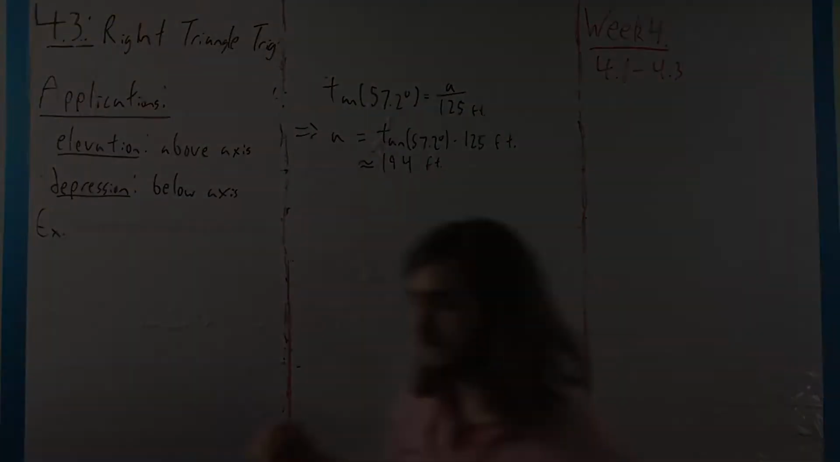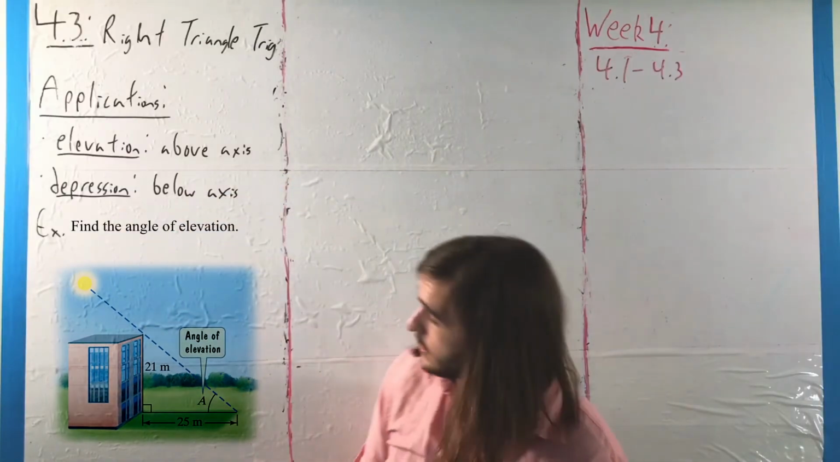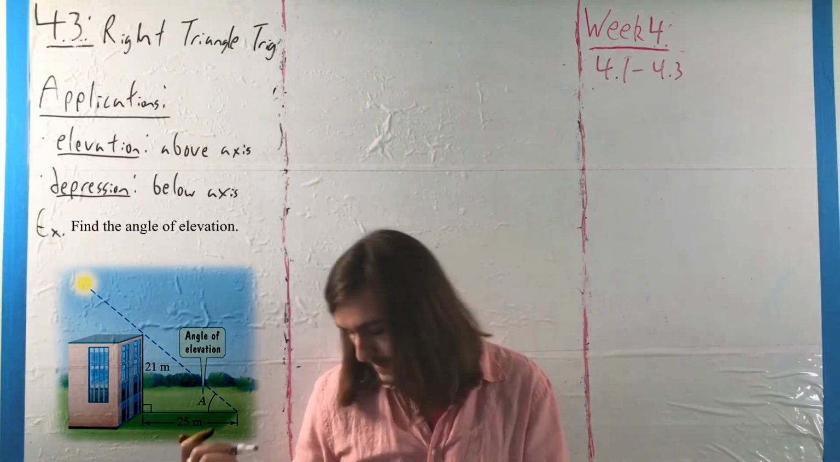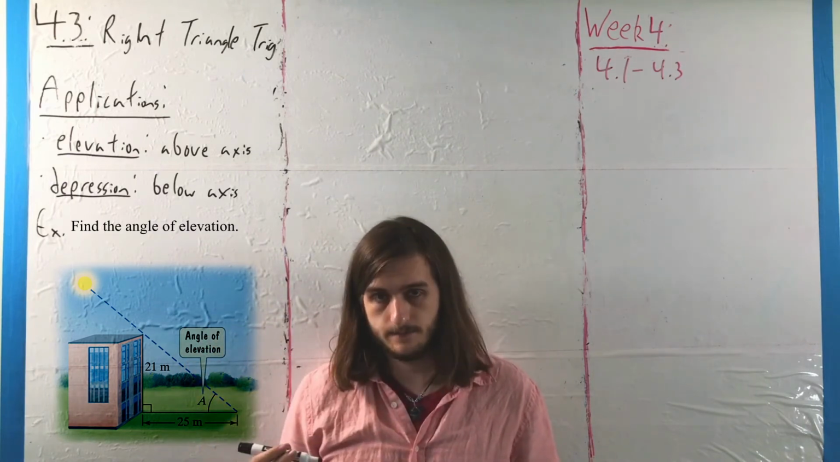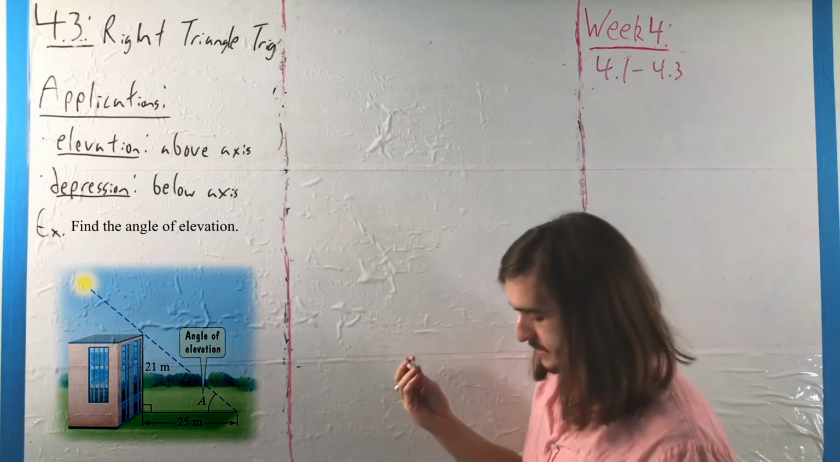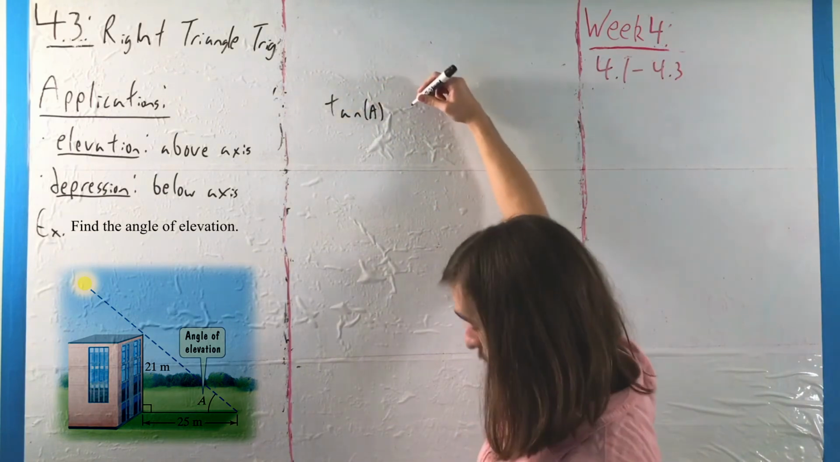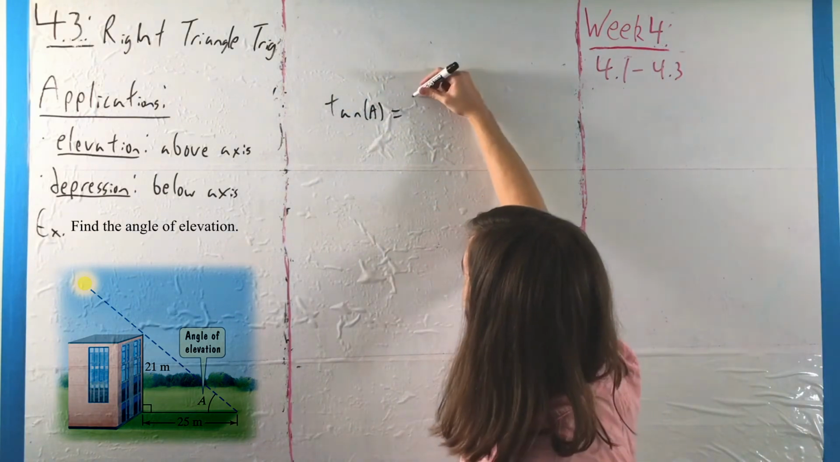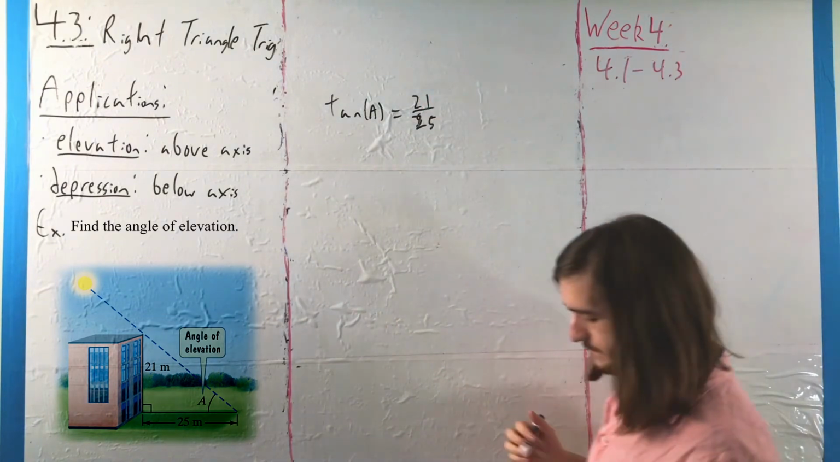That's how you do something with an angle of elevation. On the other hand, suppose a 21 meter tall building casts a shadow of 25 meters. Find the angle of elevation of the sun to the ground. Here we're still looking at an angle of elevation, but now we have the height and the length, and we want to find the angle. Well, to do this, we have to understand that that angle can be described in terms of a tangent function, where we have the tangent of that angle is equal to 21 over 25.